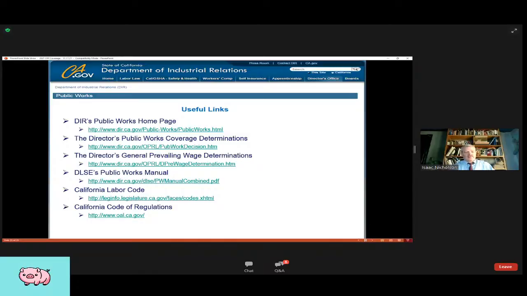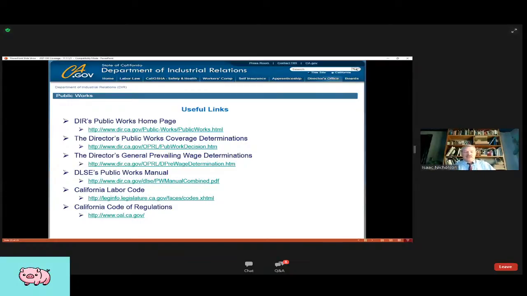I'll put in a plug also for DLSC's Public Works Manual. It's an excellent resource, especially if you're new to the area of prevailing wage law. I often still consult it, even if I've been doing this for a couple of years, because it's got a lot of good guidance in it, I would suggest.